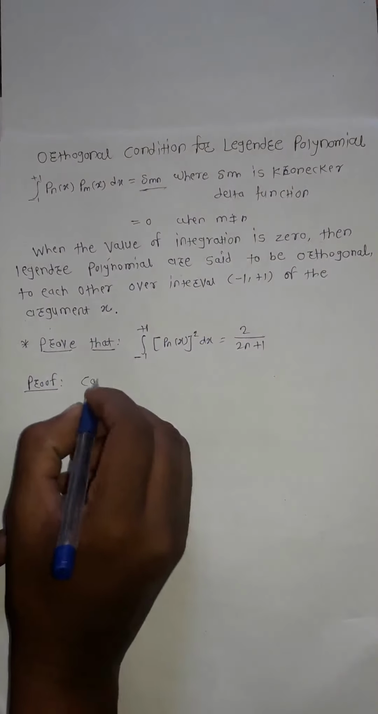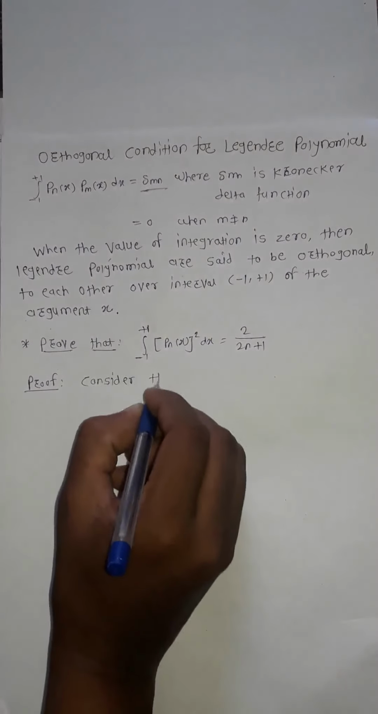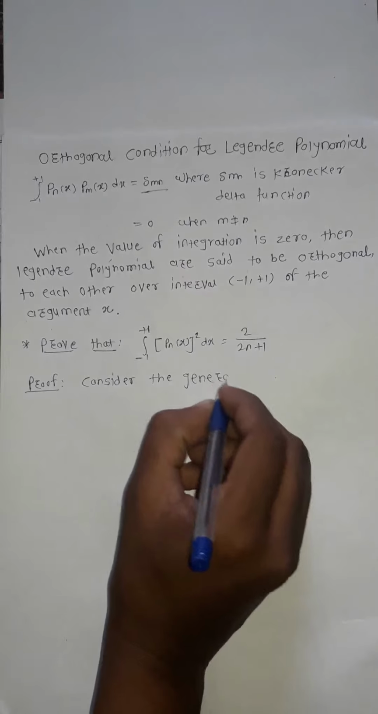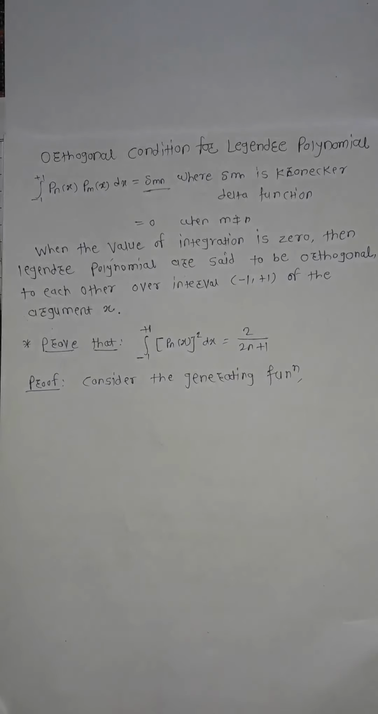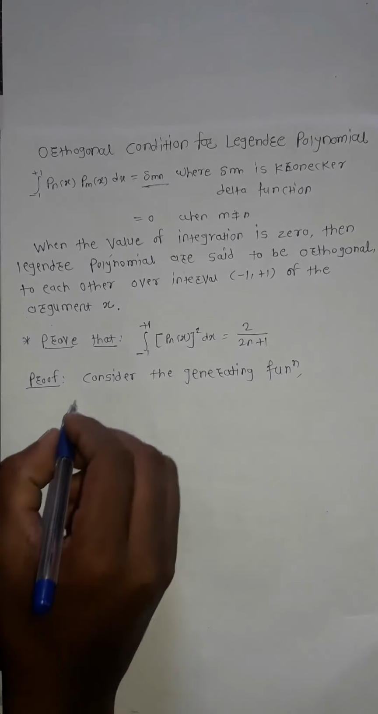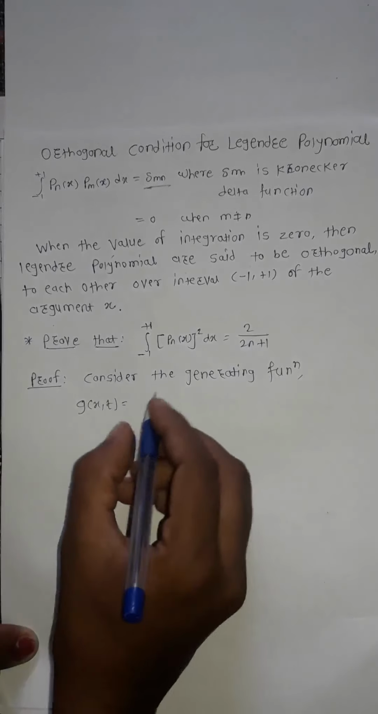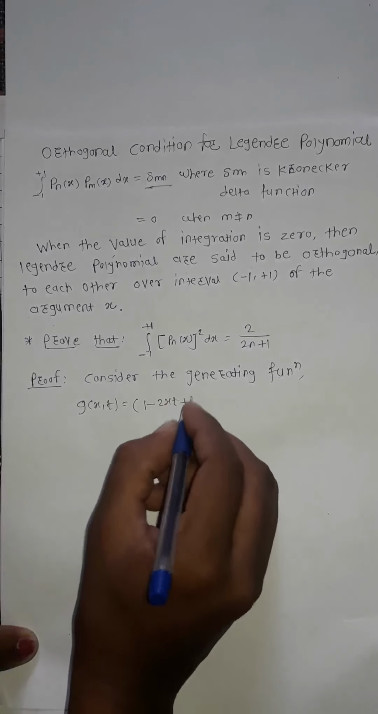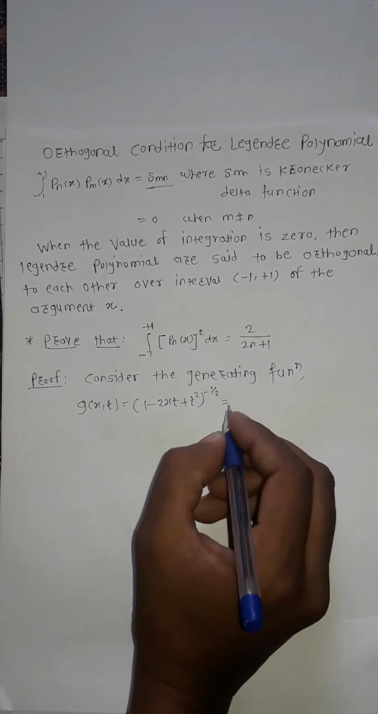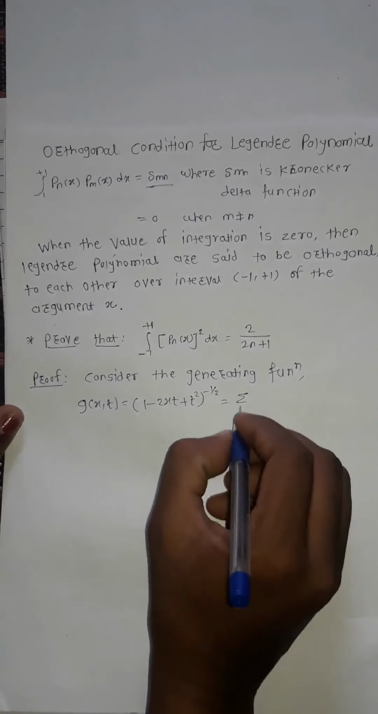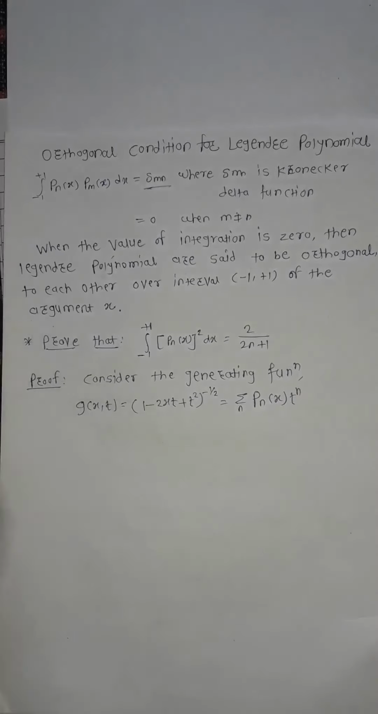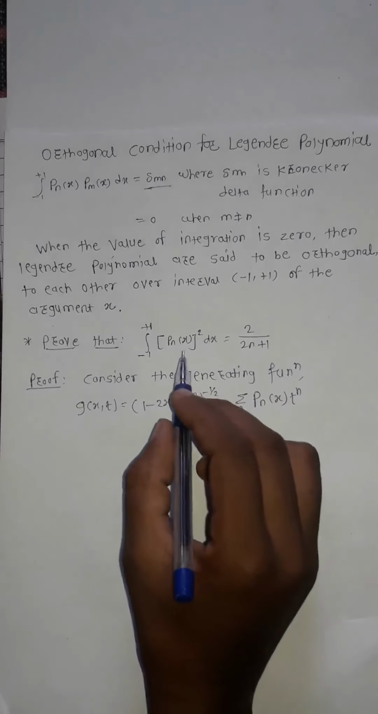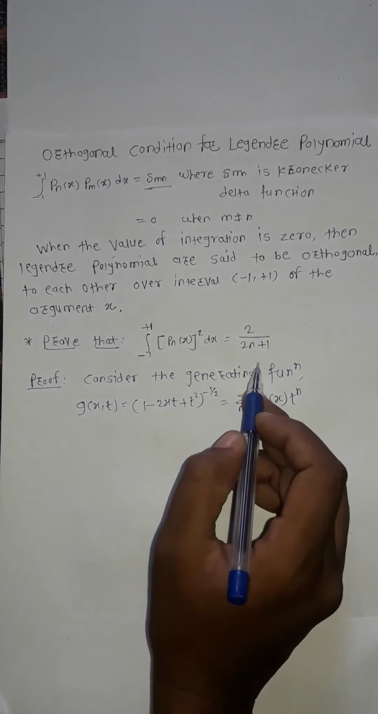Now consider the generating function of Legendre polynomial. In our first lecture we have already seen that the generating function of this Legendre polynomial g of x, t is equal to 1 minus 2xt plus t square raised to minus 1 half, which is equal to summation over n of Pn of x t raised to n. Now we have to prove that integral of Pn of x square dx is equal to 2 upon 2n plus 1.